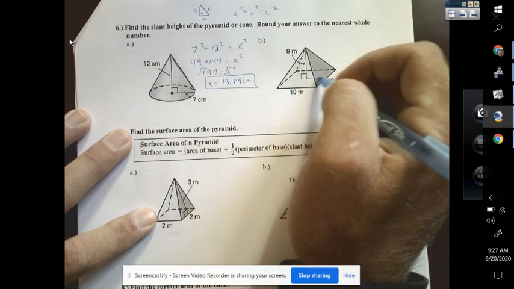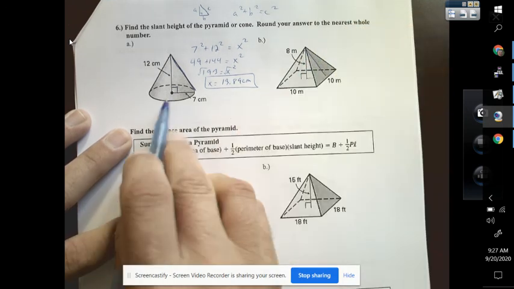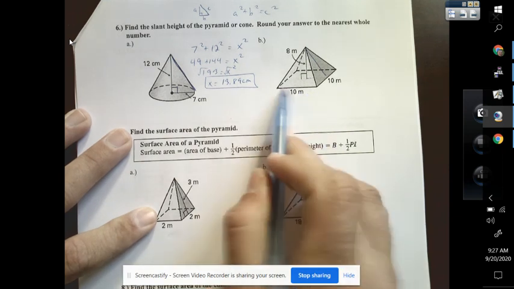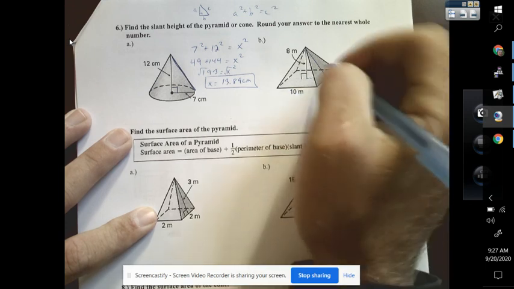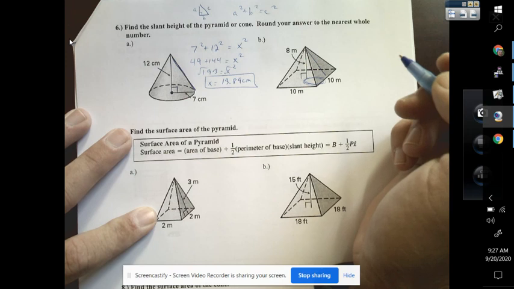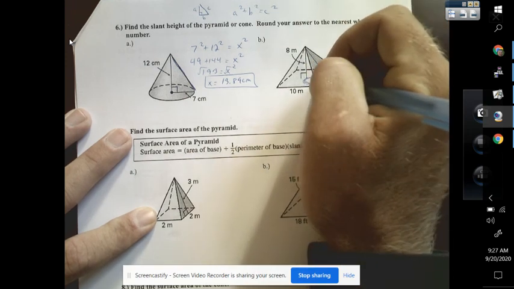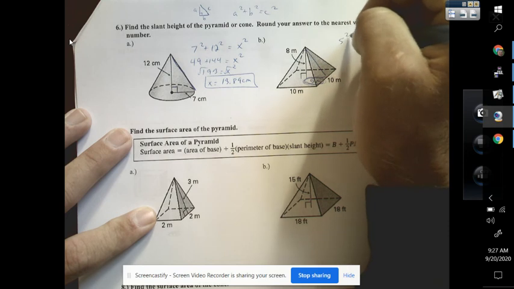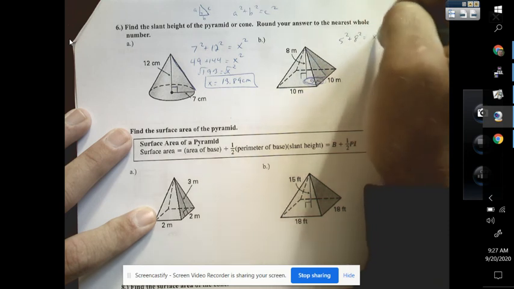Please be careful on the next one. We were lucky they told us this was 7 right here. But for the next one, we're not so lucky. For this next one, the entire base going across is 10. So guys, what do you think this distance is going to be? Well, it's going to be 5. So here, now I've got 5 squared plus 8 squared equals x squared.